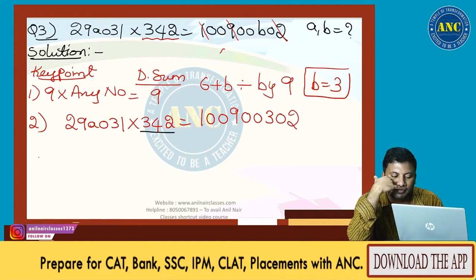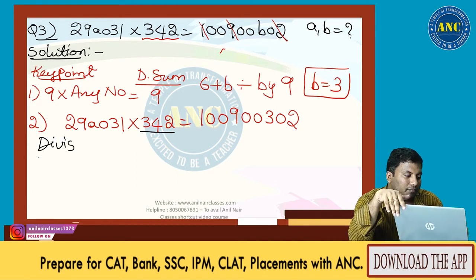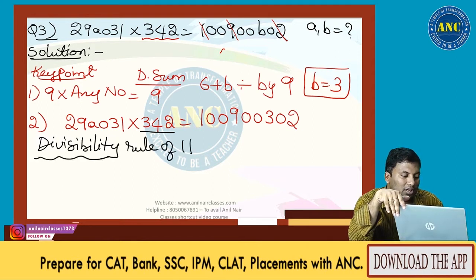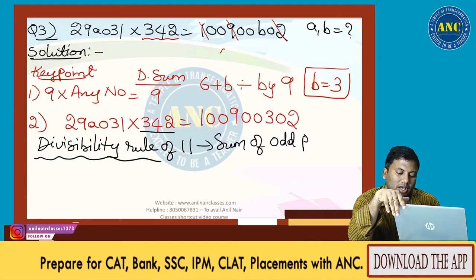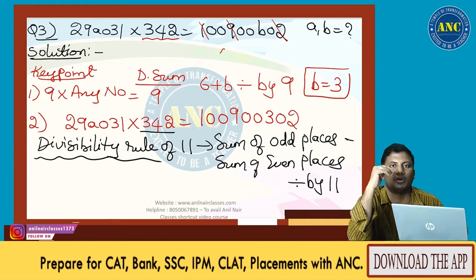100,900. Now if you see, this is divisible by 9. If I check the divisibility rule of 11, what is the divisibility rule of 11? Sum of odd places minus sum of even places should be divisible by 11.